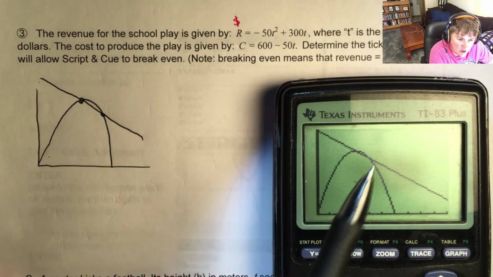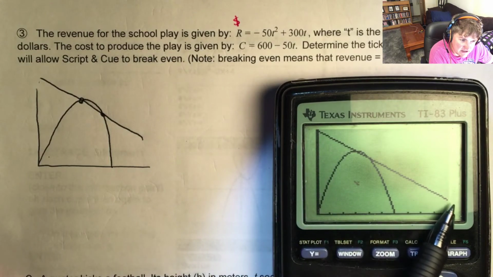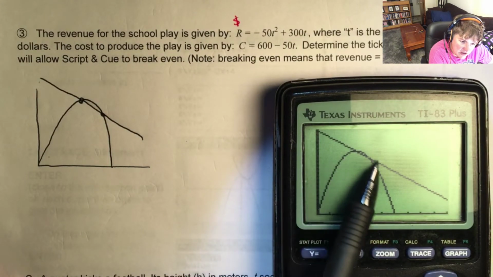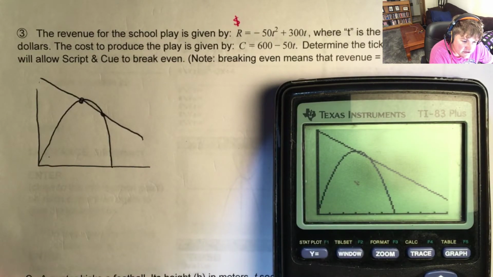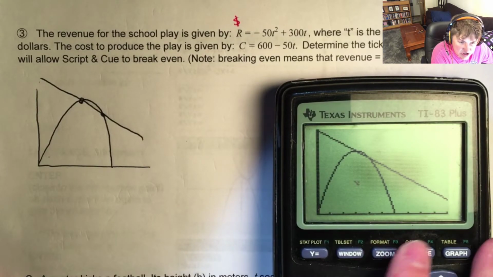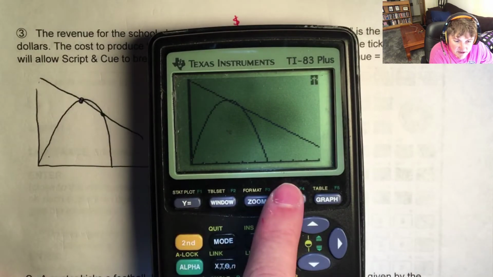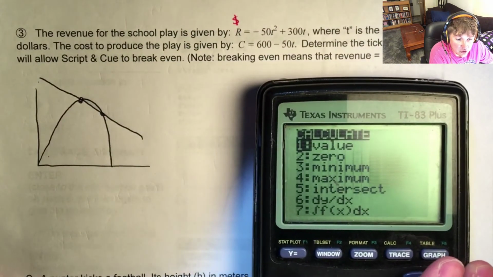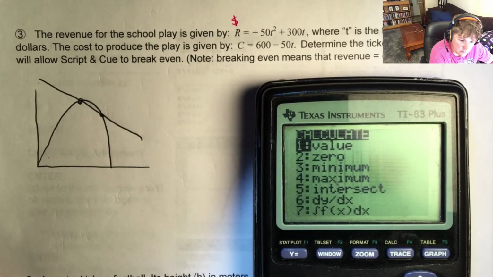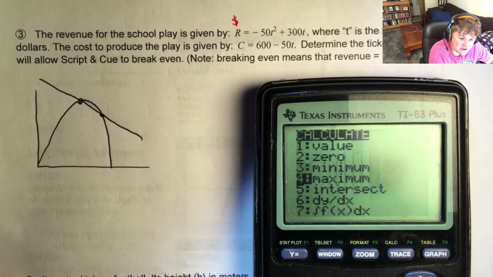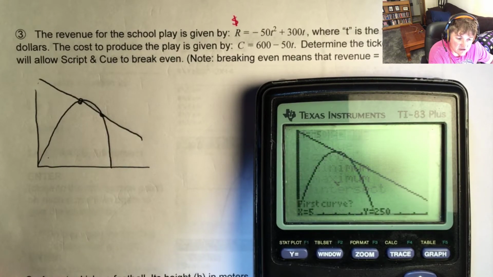So I want to know when this cost matches this revenue. Okay, I want to know when they're the same. So what you're going to do is hit second and then trace. And we're looking at the same things, but what are we looking for now, right? We're not looking for a random y value. We're not looking for where it crosses the x-axis. We're not looking for the vertex at all. We're looking for where two curves are going to intersect. So we're going to hit intersect.